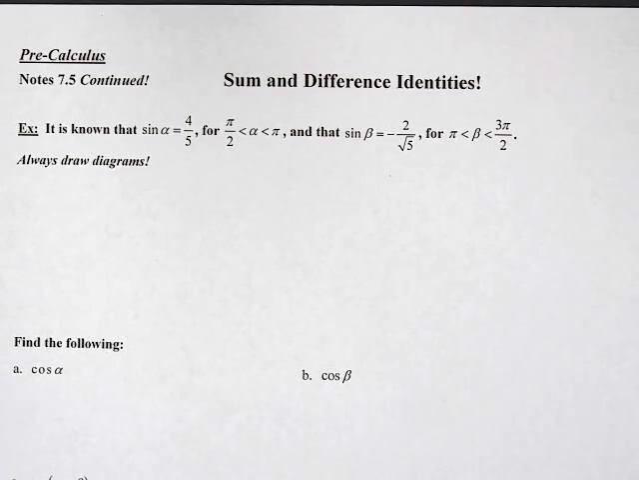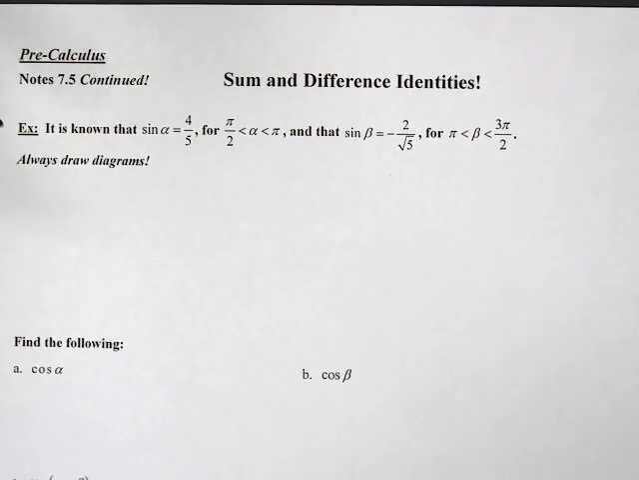Alright class, welcome back to another video on 7.5, which is using our sum and difference identities that we introduced in the last video. This video is going to be a lot of the same techniques, just a different way of delivering you the information, so you need to be able to recognize what you need, pull it out of there, and then complete the sum and difference identity.